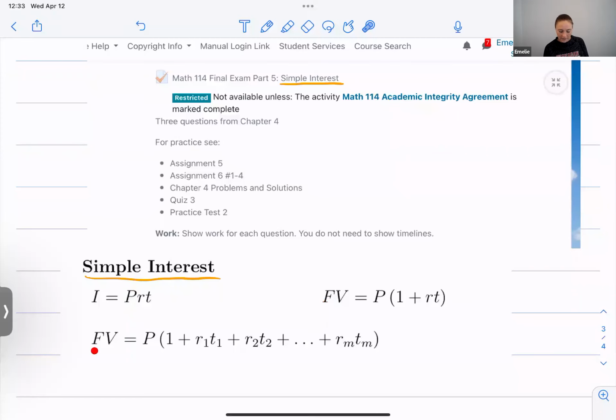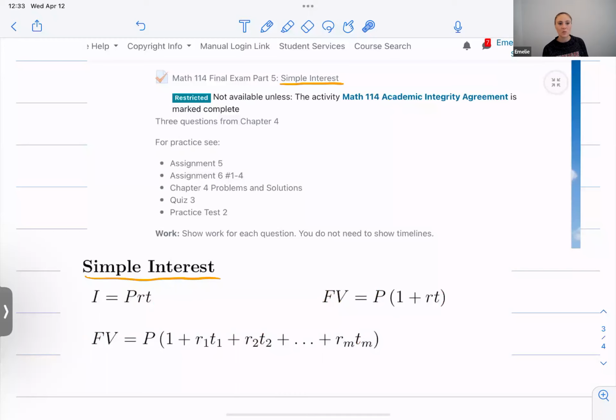And then this formula is a special case if we have changing interest rates, right? Rate 1 for time 1, rate 2 for time 2, and so on and so forth. But our main players were these two, in fact, mostly this one.